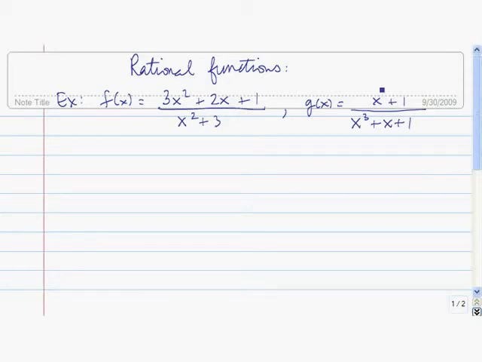Okay, here are two examples of rational functions. So you see in each of these, the numerator and the denominator are both polynomials. So in general, a rational function is a fraction where the numerator and denominator are polynomials.